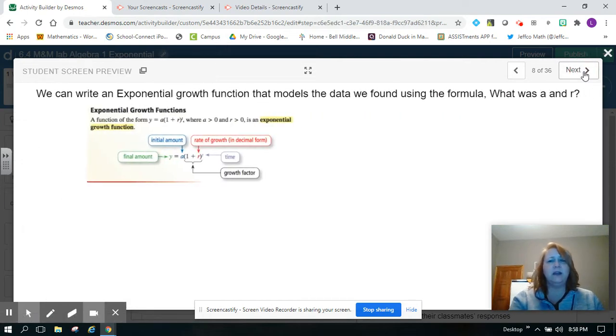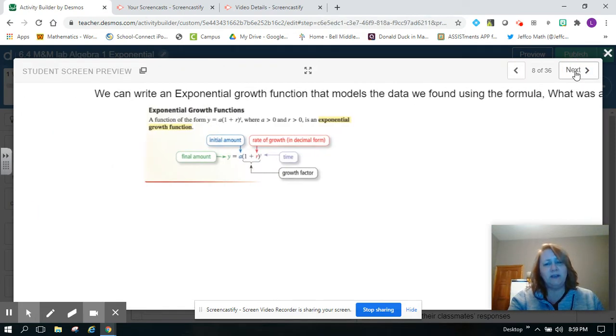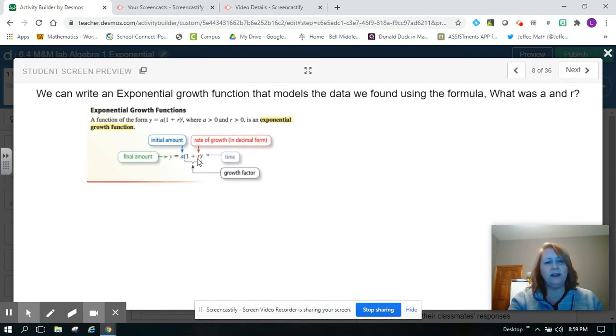So go to my next slide, and it shows you what an exponential growth function is. Take a minute, write that down in your notebook, okay? That's an exponential growth function. So it's very similar to the one we showed you yesterday, only the growth factor is 1 plus the rate, in decimal form. I actually said percentage here, but it's really a decimal, right? Percentage would be 59.79%, but it's 0.5979. So the rate is in decimal form.